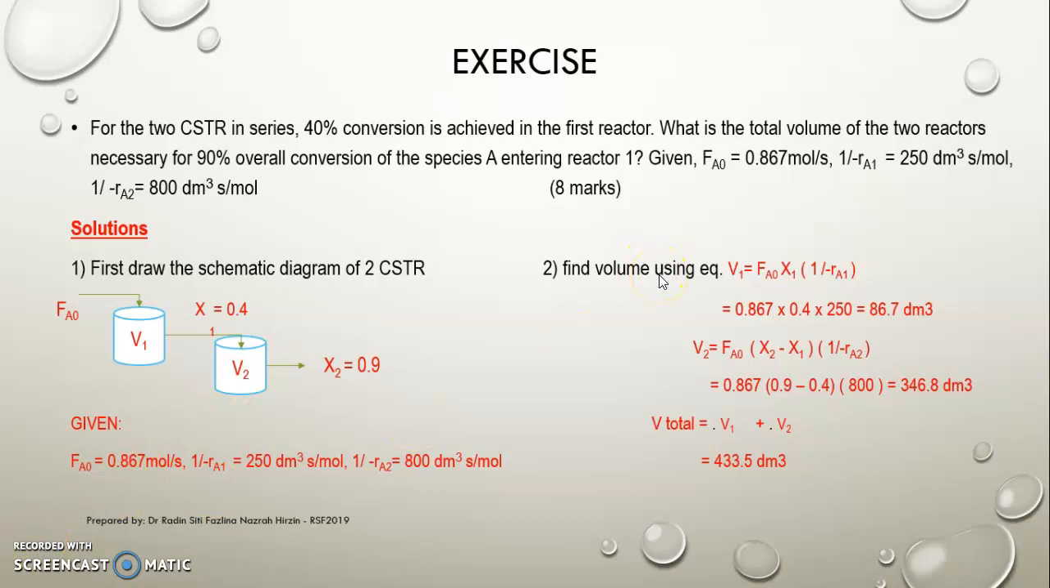Okay, to find the volume, we use this formula. Okay. And then masukkan je value dia. Darab 0.4 dengan ni. Okay, awak akan dapat 86.7. Okay, for volume tu, masukkan je and then totalkan dia. So this is the total volume for this question. Then don't forget to plot the graph.